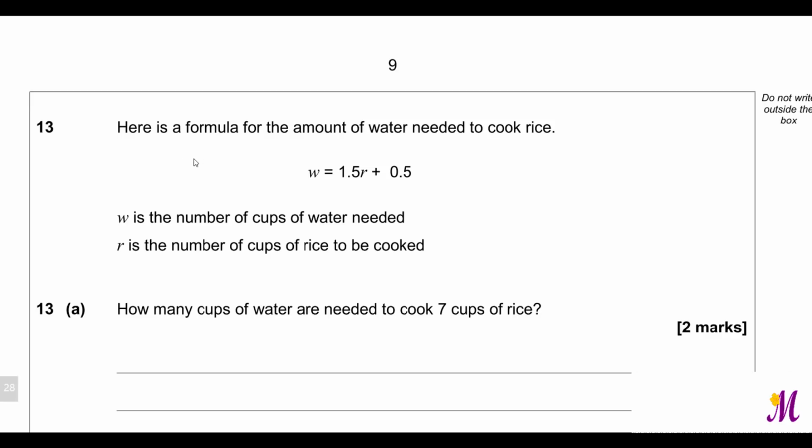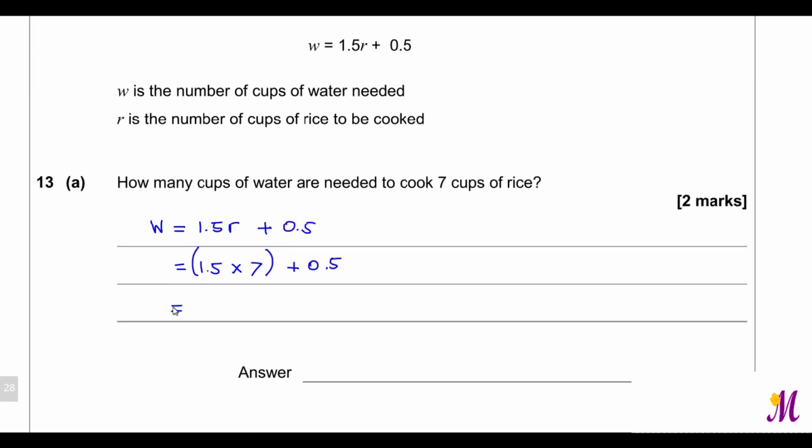Next question, 13. Here's a formula for the amount of water needed to cook rice. W must be the water, and R must be the rice. Now, how many cups of water are needed to cook 7 cups of rice? We have 7 for R here, so we just use this formula. W is equal to 1.5R plus 0.5. So it is 1.5 times R, which is 7. I like to use brackets. And then 0.5. 1.5 times 7 is 10.5, and 0.5. So it's 11.